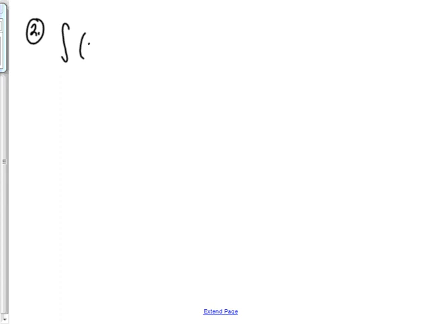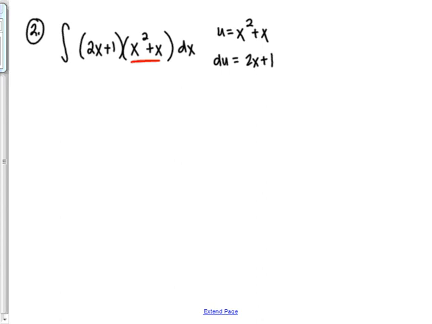alright, so integral of 2x plus 1 times x squared plus x dx. Now, I don't really like this one. What you could do is, are there any powers other than 1 on those parentheses? No, you could FOIL that out and you could integrate it separately, okay? We'll do a u substitution, okay? Because this one has higher powers, I'm going to let that one be my u, and I'll show you why. Because if I let that be u, then what is du? Derivative of x squared plus x would be 2x plus 1, which is exactly what I got right there.